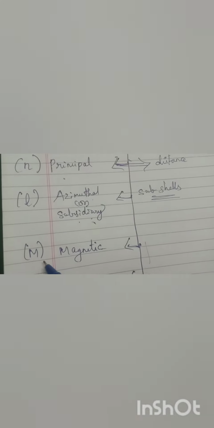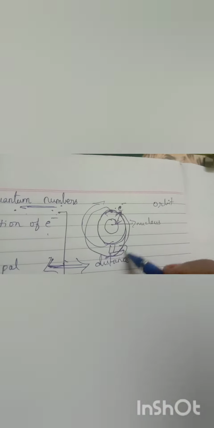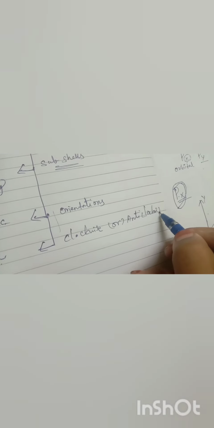The third one, the magnetic quantum number, is used to tell how many orientations are possible. And the spin quantum number means electron spin. The electron is revolving around the nucleus, whether in a clockwise direction or an anti-clockwise direction. That is known as the spin quantum number. So this is the explanation for these 4 quantum numbers.